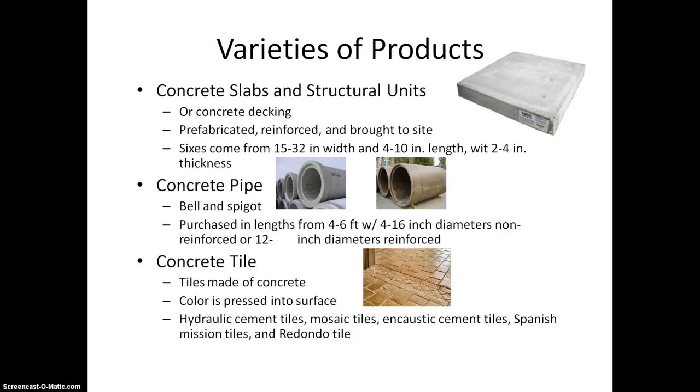All right, then we have the concrete slab and structural units. Most of you are probably familiar with this because this is what we see a lot. But it's also called concrete decking. It's prefabricated, reinforced, and brought to the site. Sizes come from 15 to 32 inch width and 4 to 10 inch length with a 2 to 4 inch thickness.